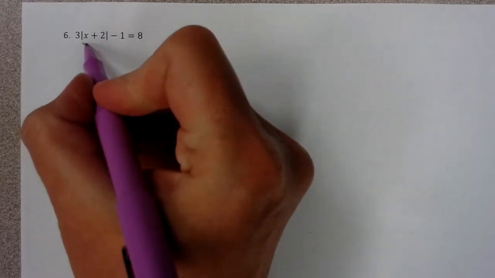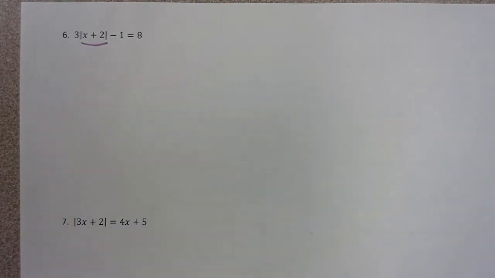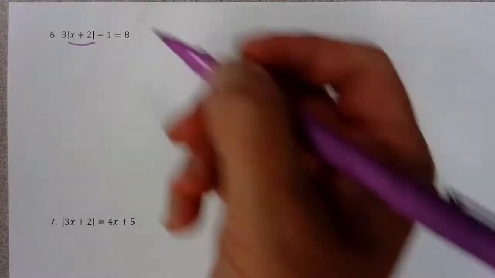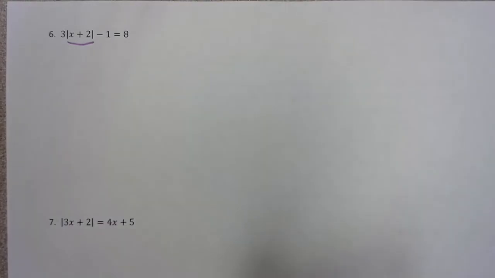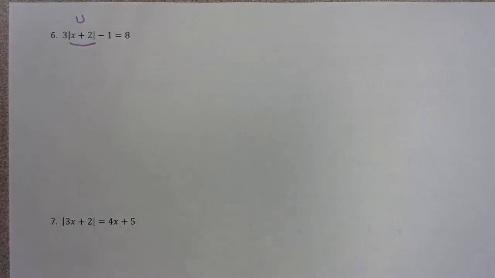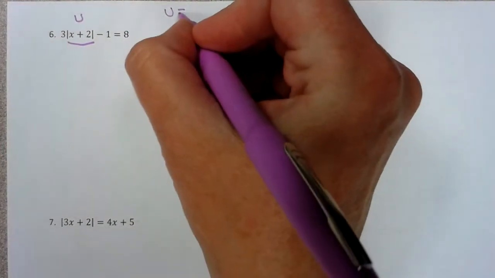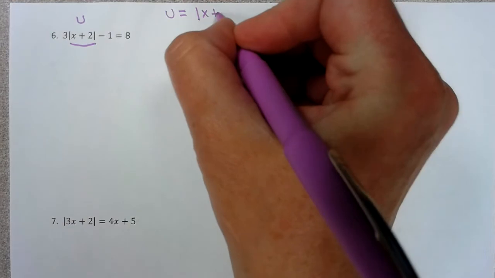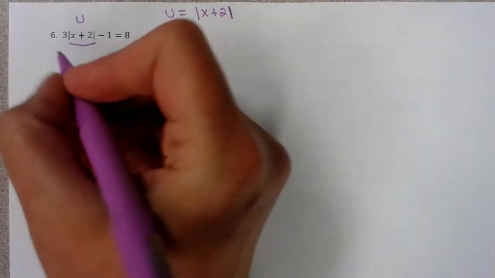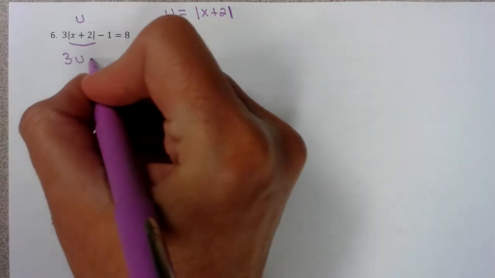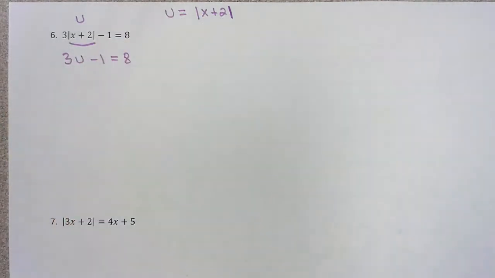Let's move on to a different kind of problem. You have to get the absolute value on one side all by itself. In college, we did this thing called substitution. So instead of solving for it, let's just say that equals u. So u stands for the absolute value. So I'm going to rewrite this as 3u minus 1 equals 8.